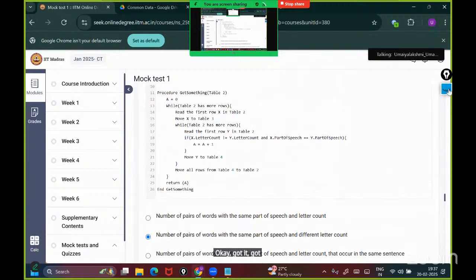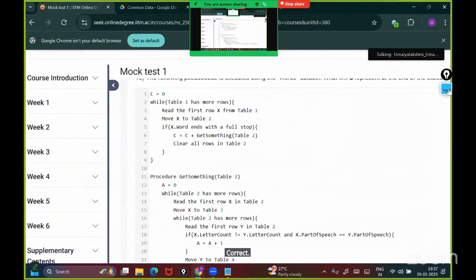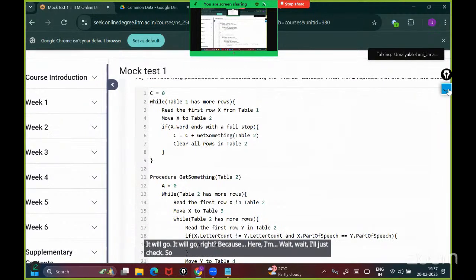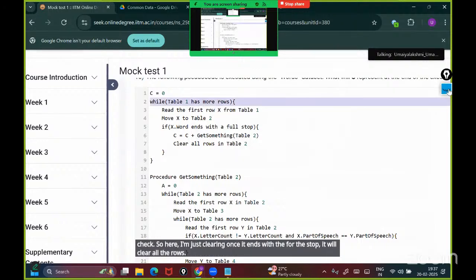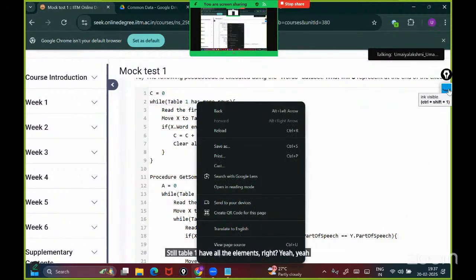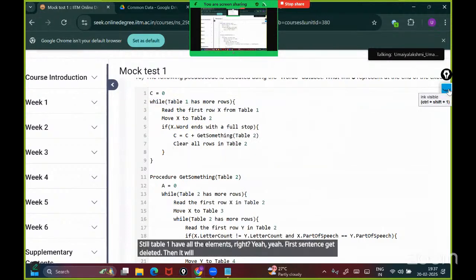So, Madam, here from the program, will it go to the next sentence? Correct, it will go. How will it go? Wait, I'll just check. Here I'm clearing the rows once it ends with a full stop. Table 1 still has all the elements, right? Oh, so it's deleting the records of the first sentence. Yes. Then it will go ahead with the second element and keep checking for the second sentence ending, and then that gets added up. Then the second sentence gets deleted from table 2, and then it goes again and again.